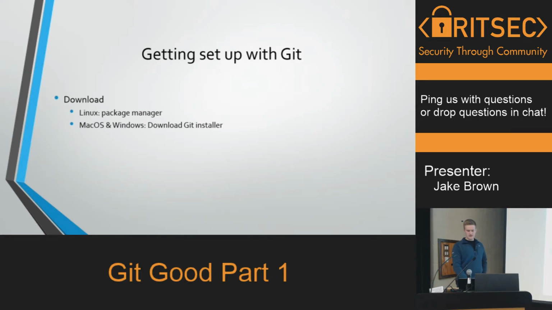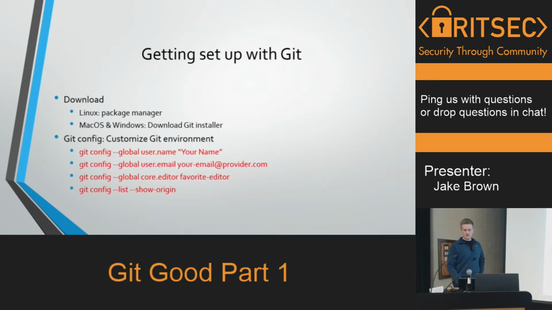Something I will say, though, is that after you download it, you should do some configuration for Git, which includes adding your username and email, which will be used when you make commits. It'll tag who made this commit and how you can contact them. And then you're going to want to set the core editor you want to use. So if you're not a fan of Vim or whatever, you can set that there, which may be useful later.